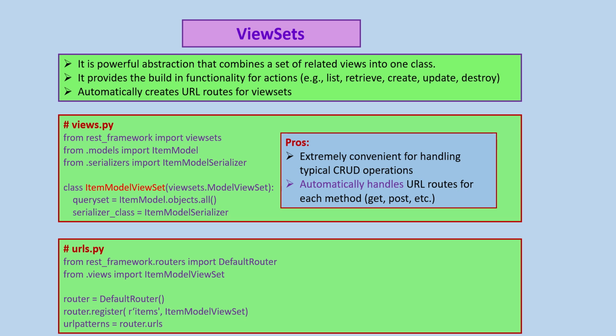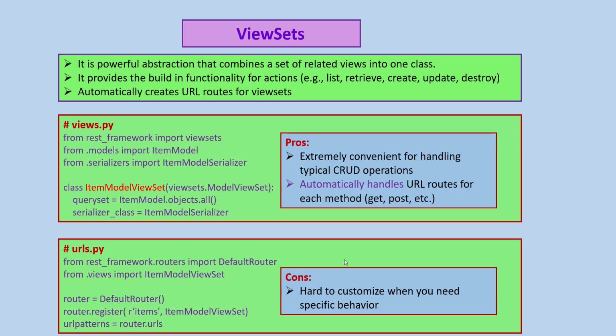We have seen the pros. Let us see the cons. It is hard to customize when we need a specific behavior. In terms of customization, if you want a specific behavior, it is a bit hard in that case. Now this is one of the most recommended and most popular ways of creating views as far as the Django REST framework is concerned. If you are choosing Python for web development, and if you are choosing the Django REST framework, then you can choose this option to create views, which is recommended and most popular with the DRF framework.